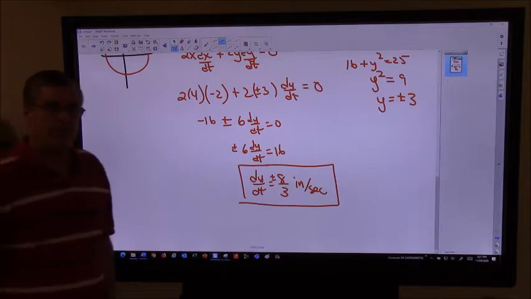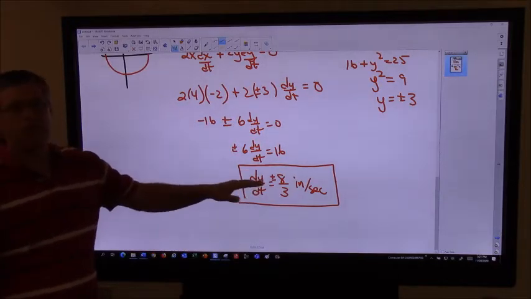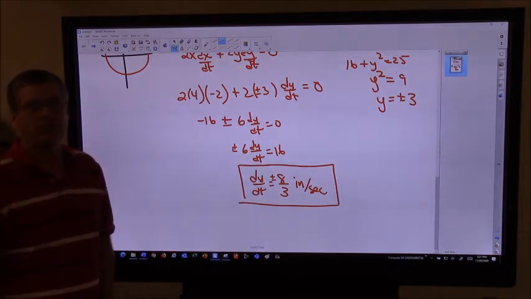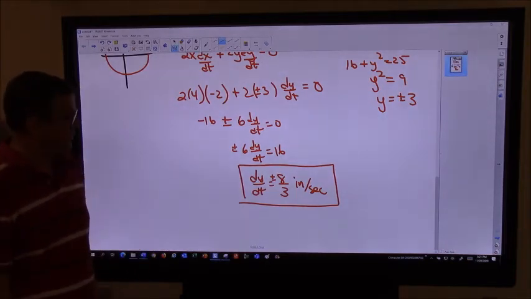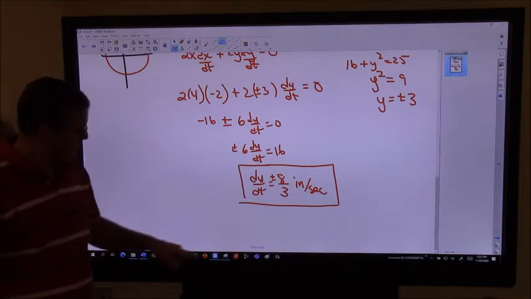Those of you who want to take the AP test, extremely picky. Every time you leave the units off, automatically minus 1 point. Got to include the units. That's a big deal. Okay.